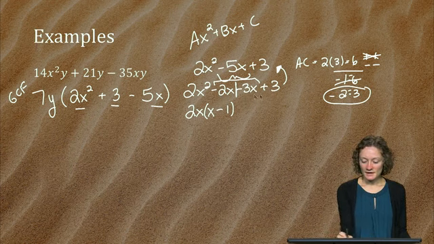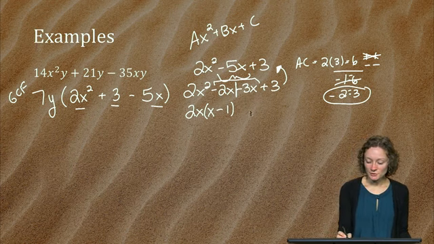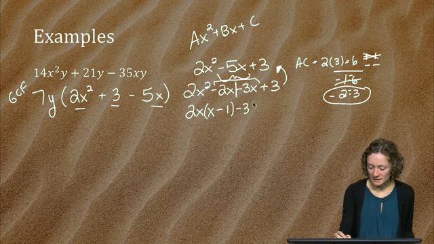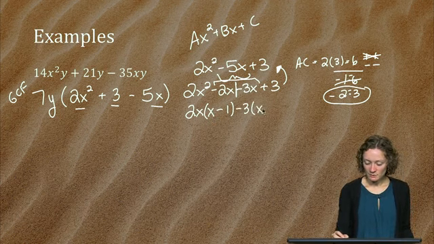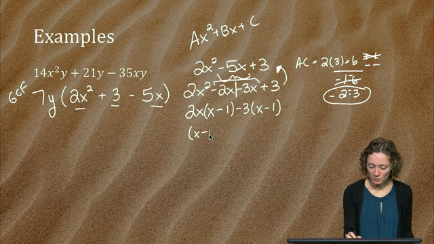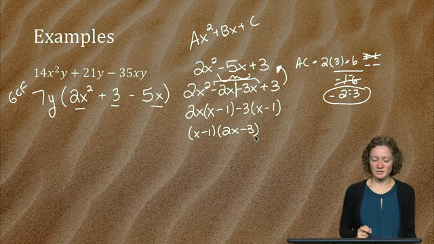All right, then the last two terms, they have a 3 in common, but again, we need the signs to be opposite, so we're going to take out a -3, leaving x minus 1. And then the last step, they have x minus 1 in common, leaving 2x minus 3 left over.